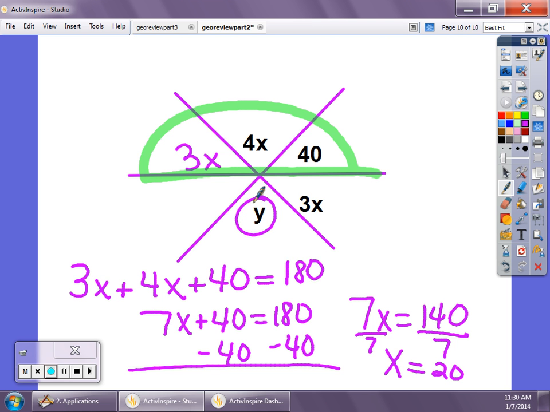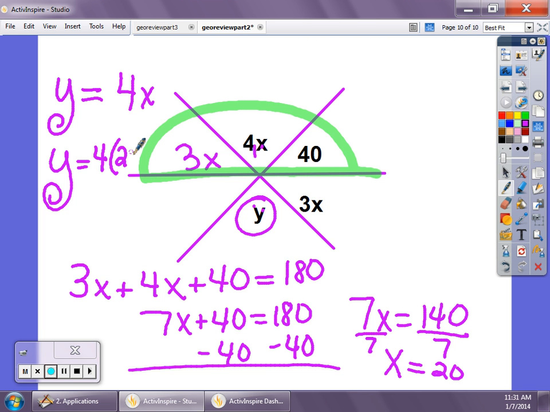Okay, now I need to find y. Here's y. Who is y's vertical? 4x. So y and 4x are the same because they're vertical angles. Okay? What did we say x was worth? 20. So what is y going to be? 80. Okay? If you need to see any of this again, the recording will be on YouTube.